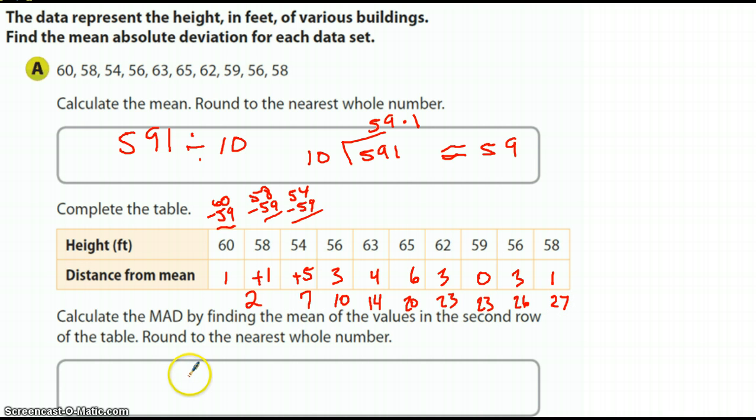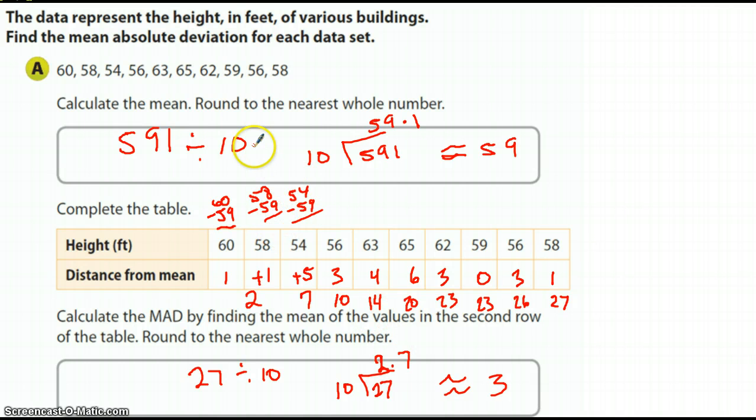So here to find the MAD, we know we have 27, and how many data points? 1, 2, 3, 4, 5, 6, 7, 8, 9, 10. We'll divide that by 10, and this is the way it looks. 10 divided into 27 will give us 2.7. So 2.7 can be rounded to the nearest whole number. Since 7 is greater than 5, it will be approximately 3. Okay, looks good. So this is what they're asking us to do.